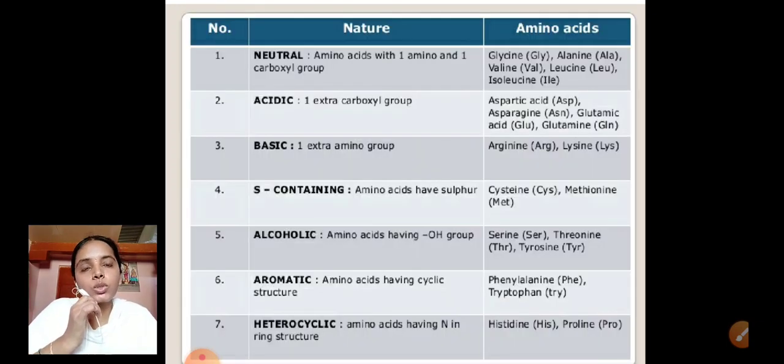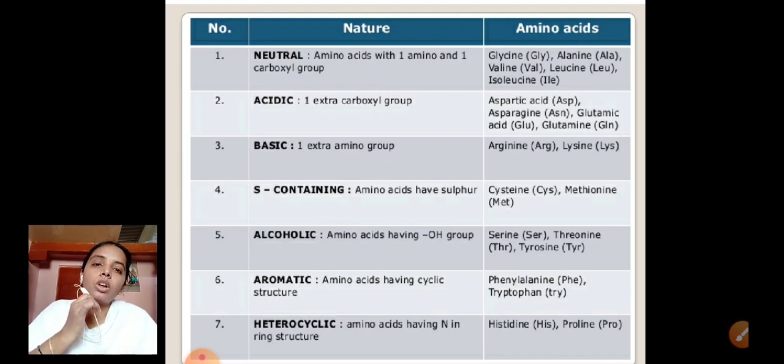These are as follows. There is neutral, the amino acids showing a neutral property, for example glycine, alanine. Those showing an acidic property, called aspartic acid; basic, arginine; sulfur-containing amino acid, for example cysteine; alcoholic amino acid, for example serine; aromatic, for example phenylalanine; heterocyclic, for example histidine.